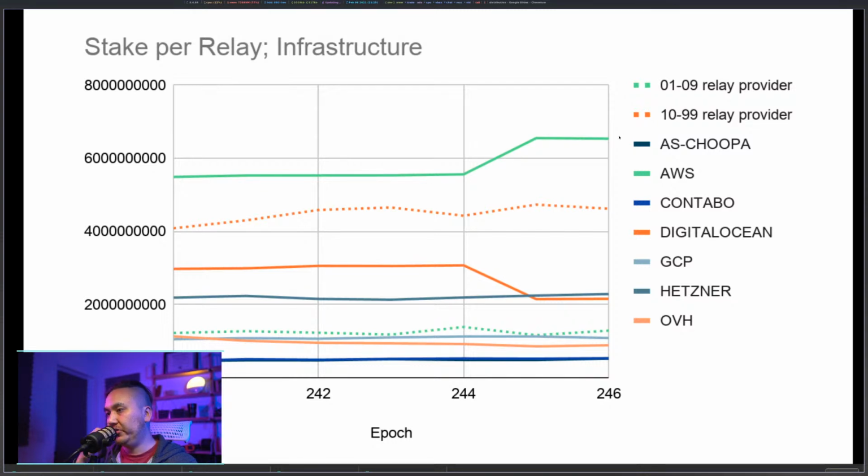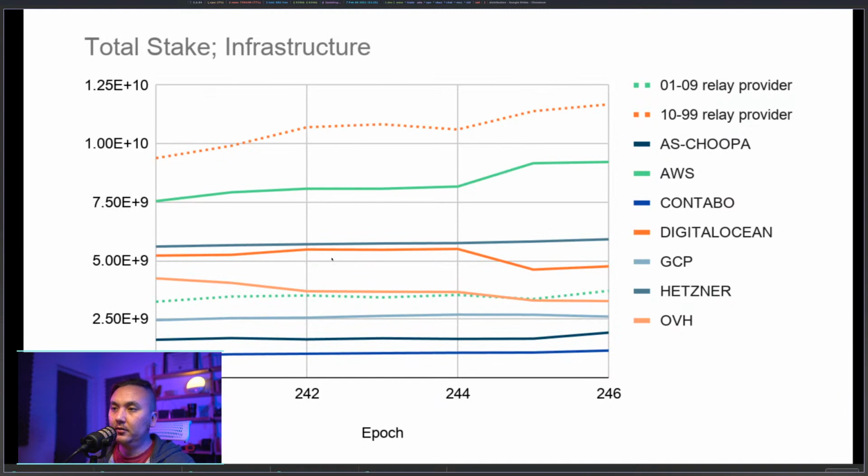And more interestingly, maybe, there's not much change over time if you look at things this way, right? We can see it looks like at epoch 244 to 245, I'm guessing some big pool or somebody big switched over from DigitalOcean to AWS, because you can see the amount of ADA staked on the DigitalOcean network has dropped and the amount of ADA staked on the AWS network has really peaked. But maybe more interesting, and it kind of makes sense, is that these numbers don't really change that much from epoch to epoch.